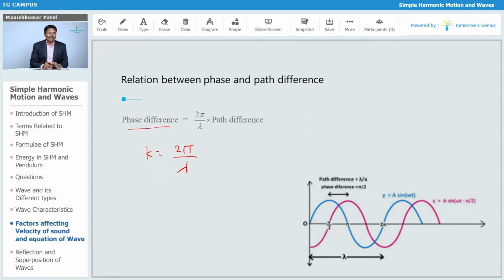For this given wave, if you observe very carefully, the blue one is y equals a sine omega t. The next one is again y equals a sine omega t, but with a minus pi by 2. Now the wave has got shifted towards the right side by pi by 2. This is how the phase difference between them is nothing but pi by 2, where you can show the two waves for this particular case.